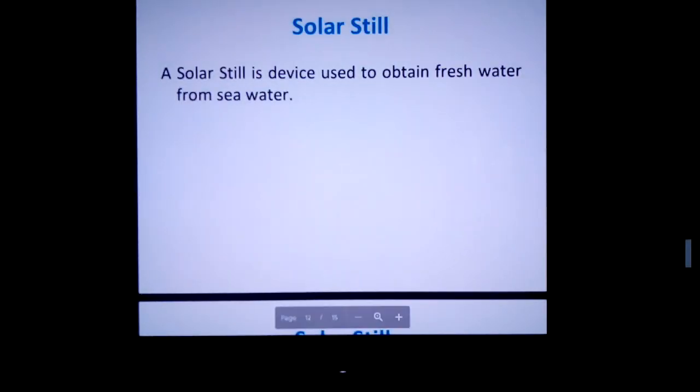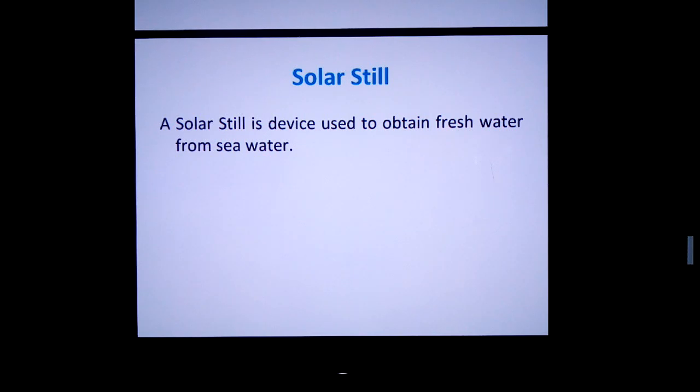The next device you are going to learn is the solar still. Solar still is used mainly in the countries where they don't get much fresh water. For potable water, fresh water, they get water from seawater, convert it into fresh water and then start using it. In such countries it is widely used, and it is also used in some of the villages. They use this for converting seawater into fresh water.